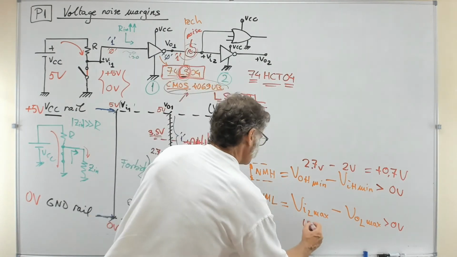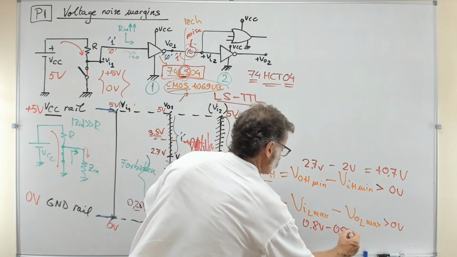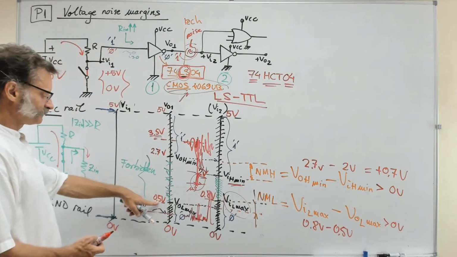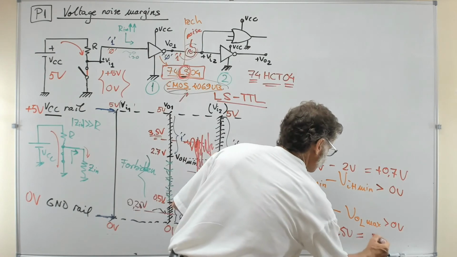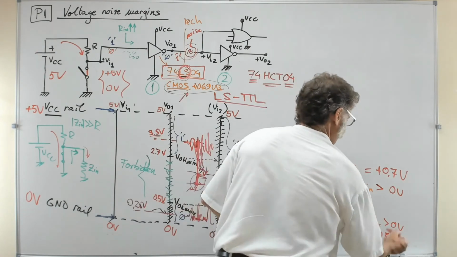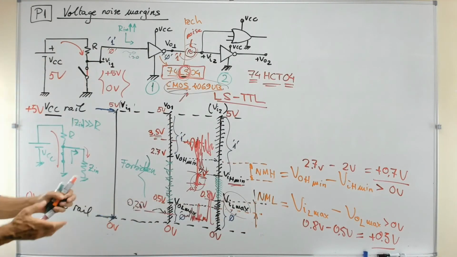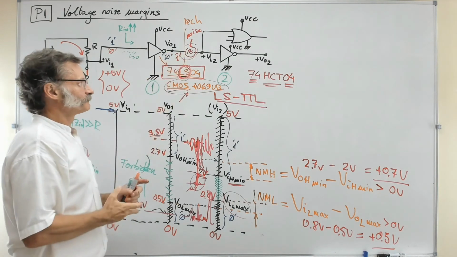So it is VIL maximum. This is 0.8 volts minus 0.5 volts, because this is what this gate can generate as a 0. So this is only plus 0.3 volts. So you see, this is what we call noise margins, and it's quite an interesting feature: the idea that there is a tolerance here.